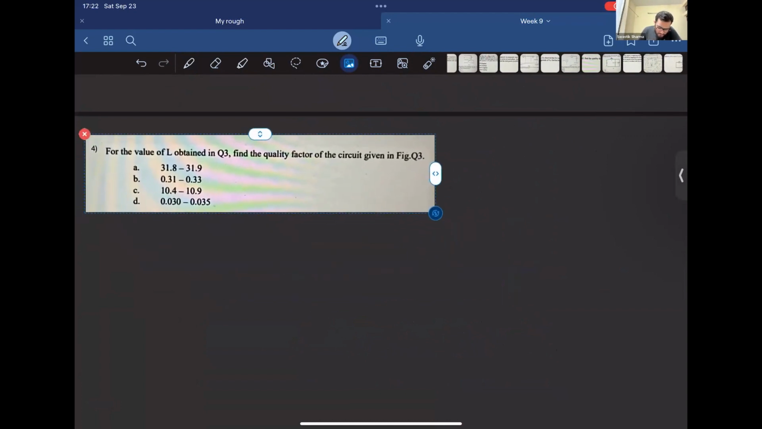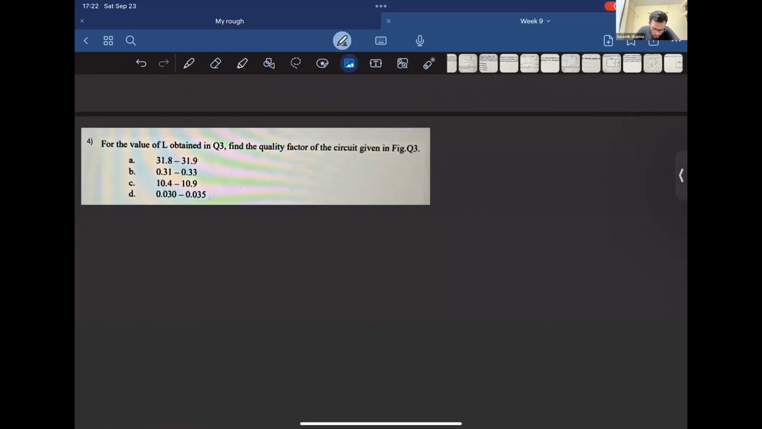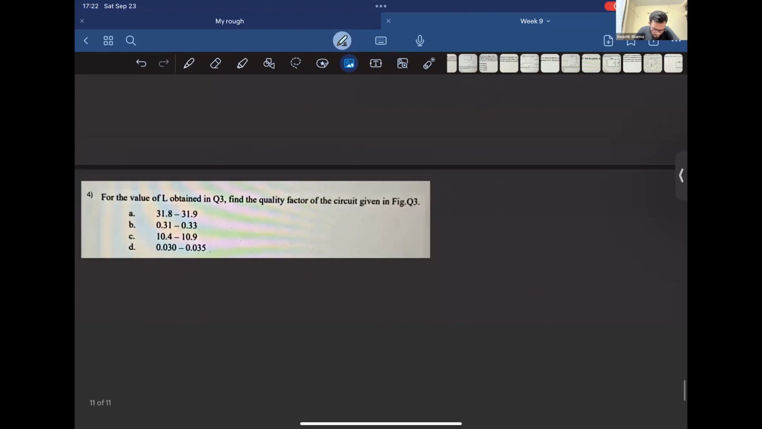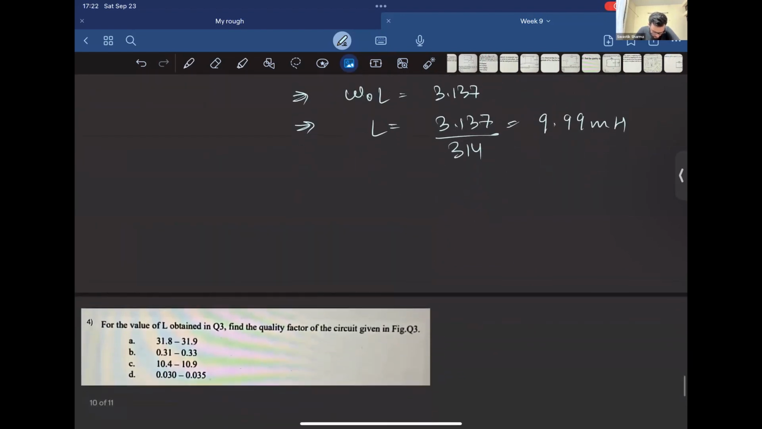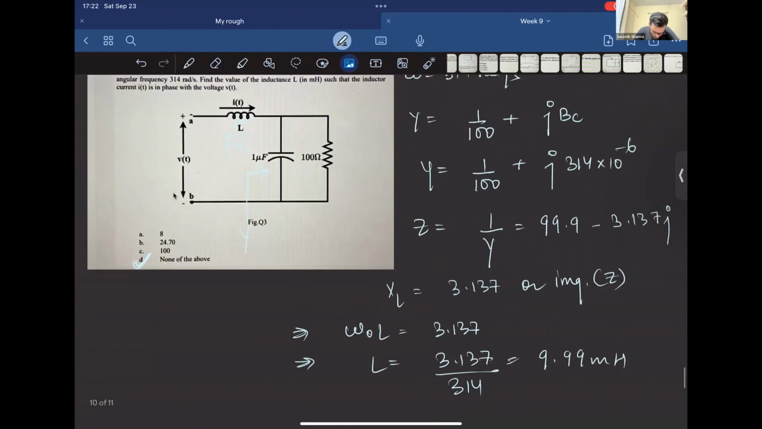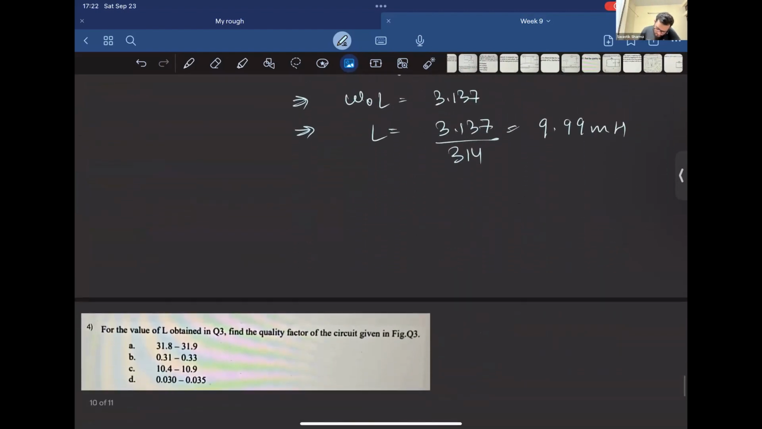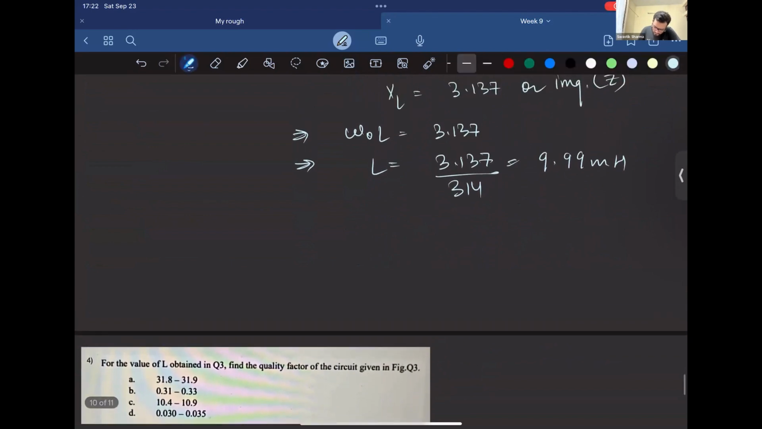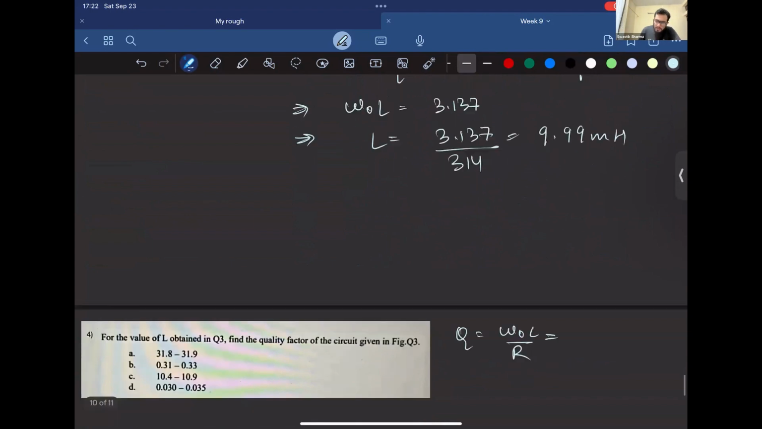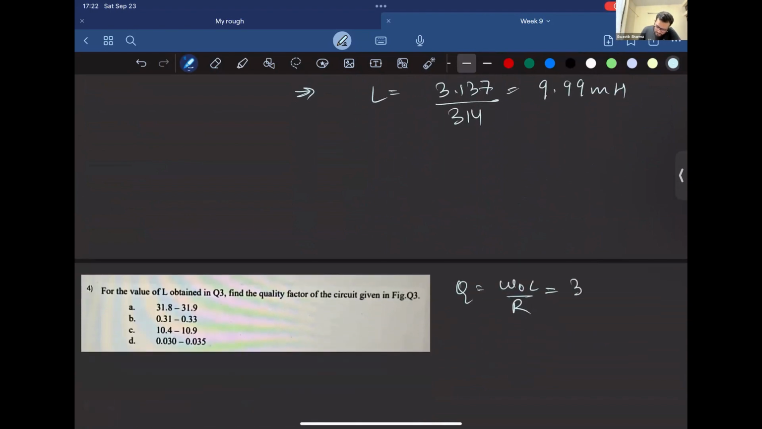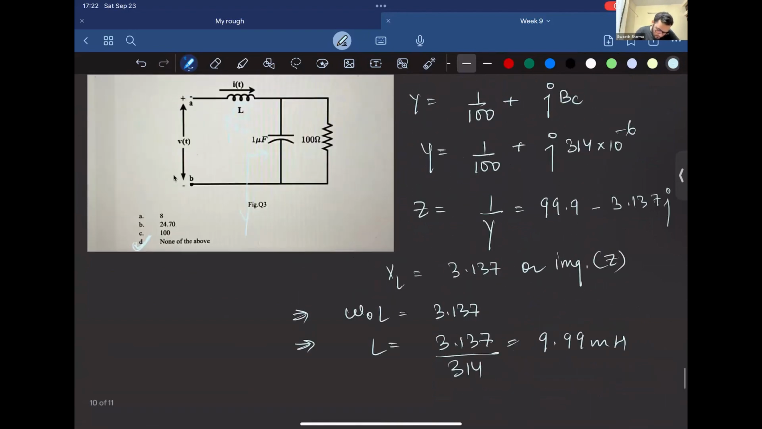It's saying for the value of L obtained in Q3, find the quality factor of the circuit given in figure 3. So quality factor is what? Omega naught L by R, right? We know omega naught is 314 only. L we found out is 9.99 into 10 raised to power minus 3. Now what is R? Is this the 100 ohm resistance R?